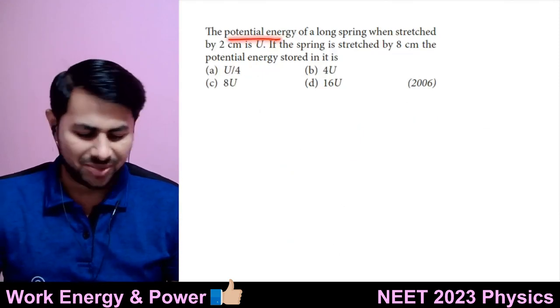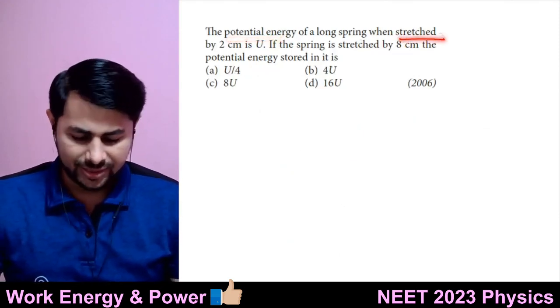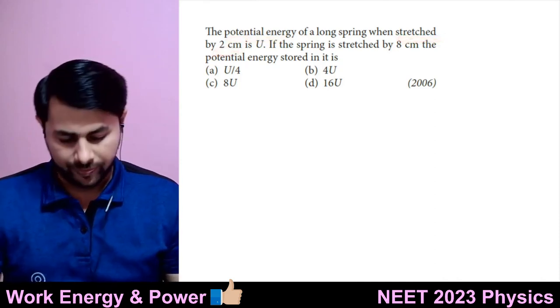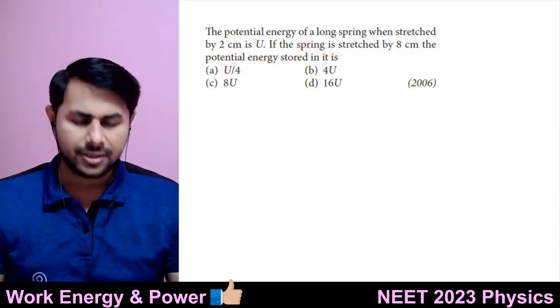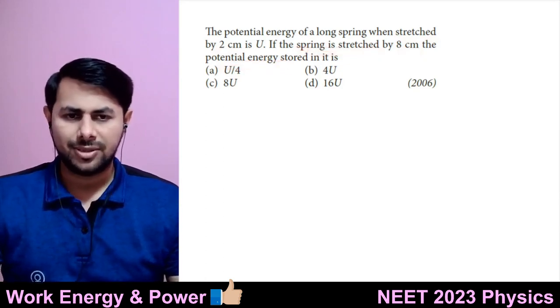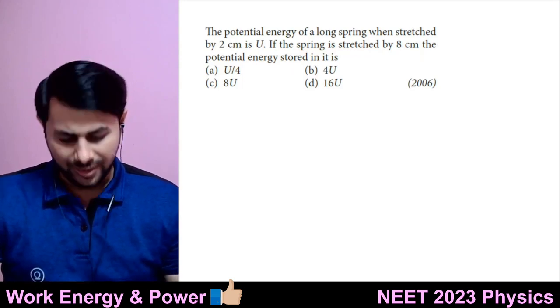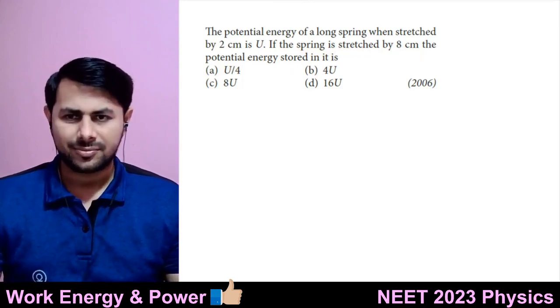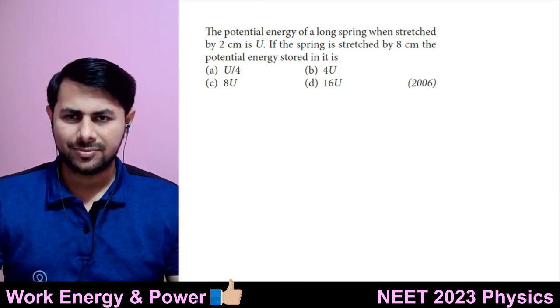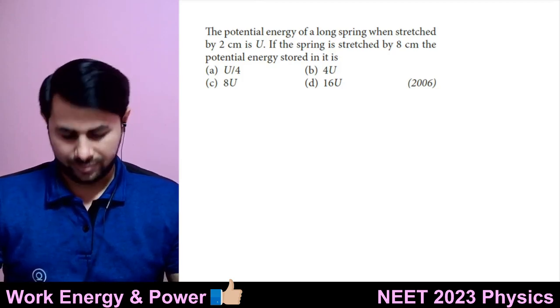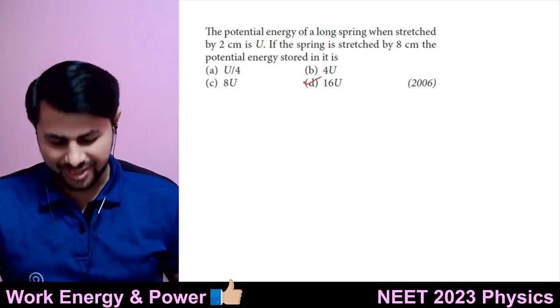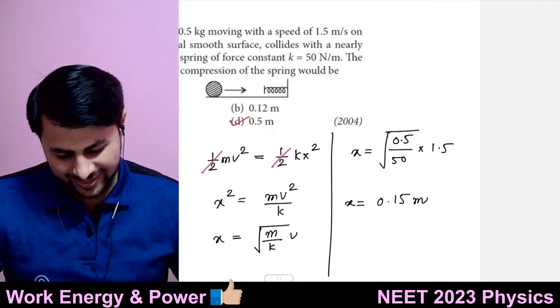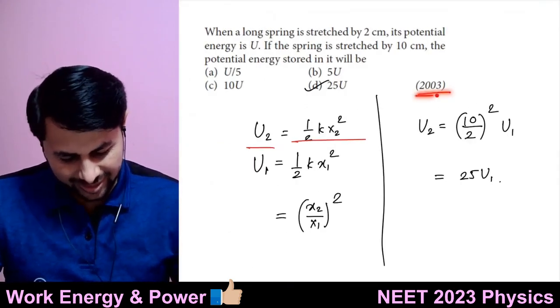The potential energy of a long spring when stretched by 2 centimeters is U. If the spring is stretched by 8 centimeters, the potential energy stored in it is? You tell me. Very good, option D. Right? This is straightforward. Everybody? Okay, so this is option D. And they have repeated this question, in 2006 and 2003.